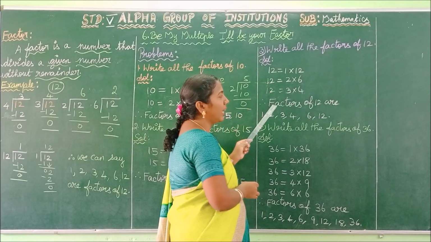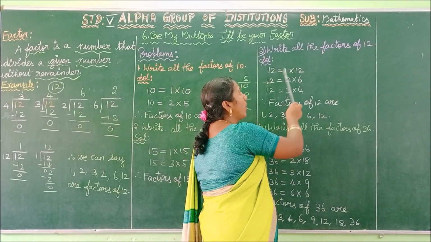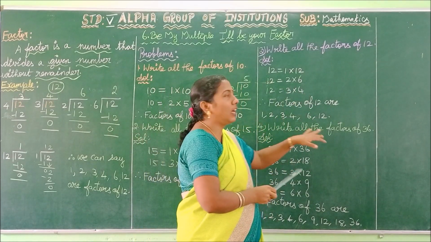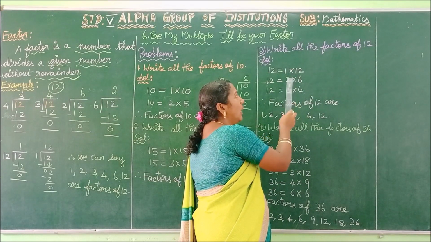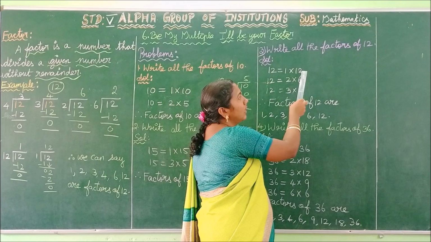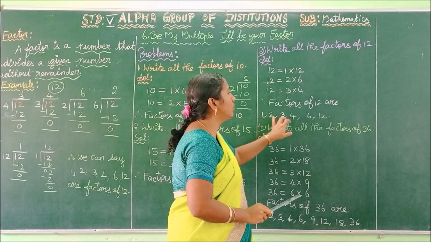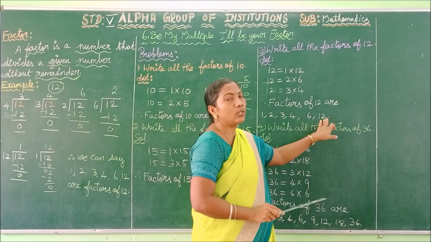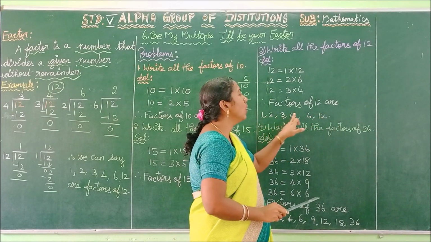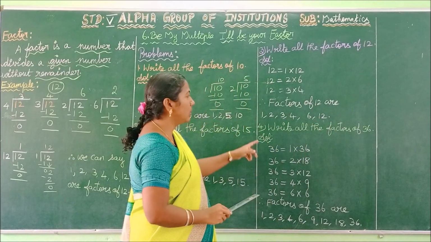Now we are going to write the factors of 12. So what are the factors of 12? You have to write all these numbers in ascending order. First you have to write 1 and then 2 and then 3 and then 4 and then 6 and then 12 lastly. So what are the factors of 12? 1, 2, 3, 4, 6, 12. So how many factors? 1, 2, 3, 4, 5. There are 6 factors of 12. Okay.